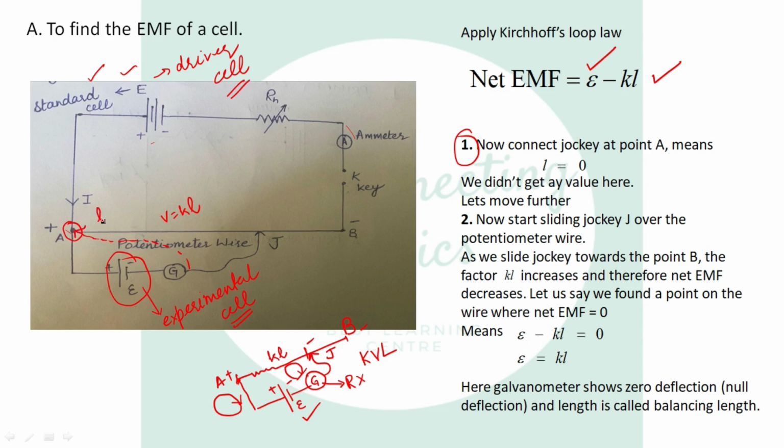Now, at point A, L is 0. The length of the potentiometer wire, L, is 0 here, so KL will be 0. So we will get nothing here.